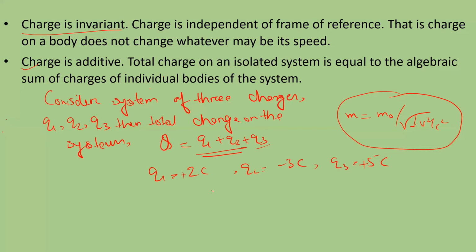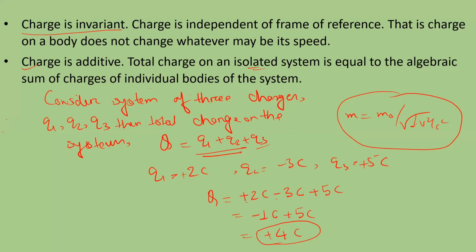Then what will be the total charge? How do you write? Q is equal to plus 2 coulomb, minus 3 coulomb, again plus 5 coulomb. Plus 2 minus 3 is what? Minus 1 coulomb. Then minus 1 plus 5 coulomb is 4 coulomb. Basic algebra we have done. So the system will have plus 4 coulomb charge. This is said to be the additive property of charge, that you will always take the total charge of an isolated system as the algebraic sum of individual charges on the bodies of a system.